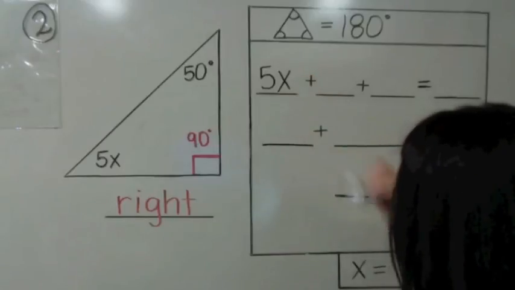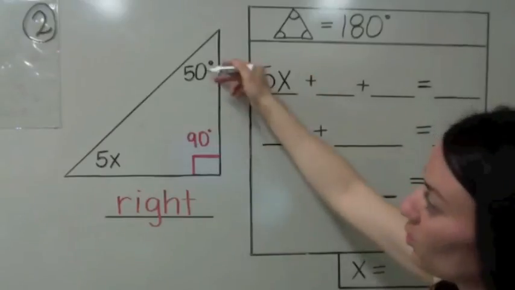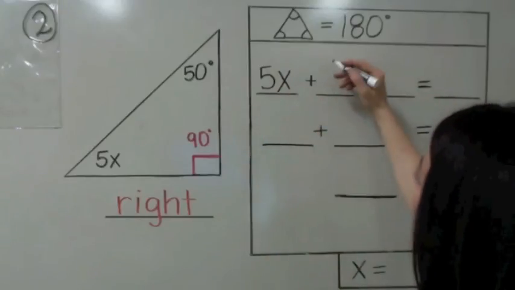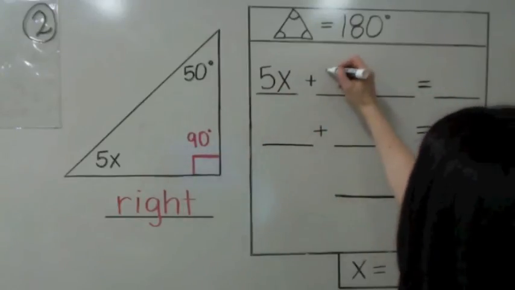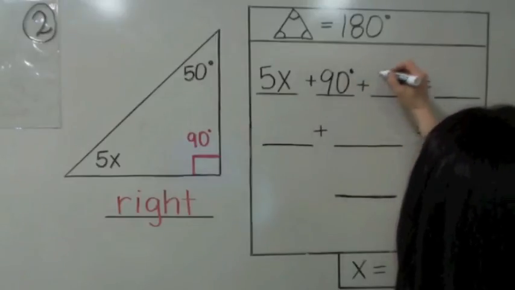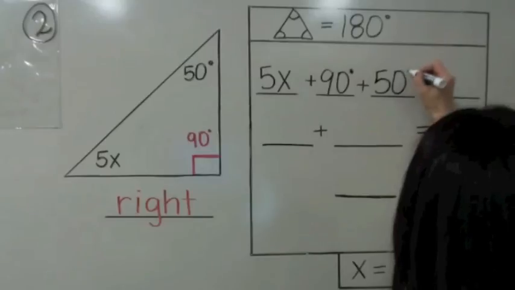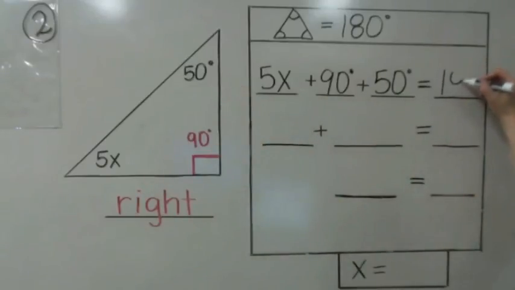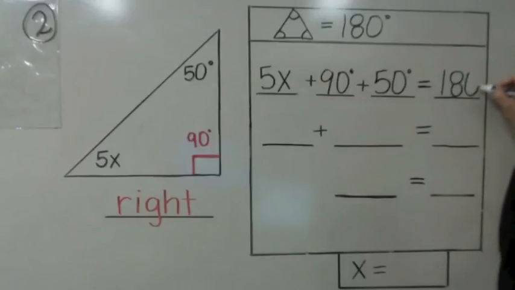5x plus, and it doesn't matter what you write first or in what order you write it. It's all the same. You can say 5x plus 90 degrees, plus 50 degrees. But what do they all equal together? They all equal 180, because those angles form a line.